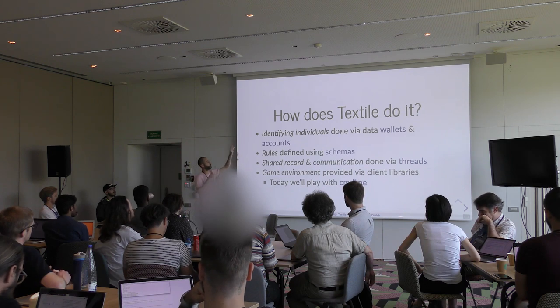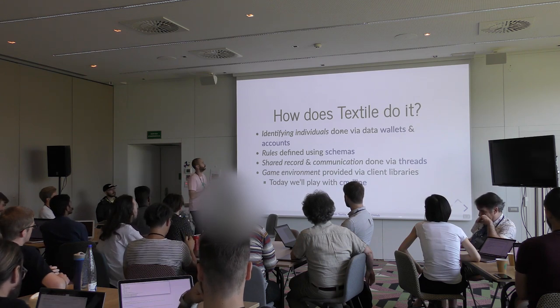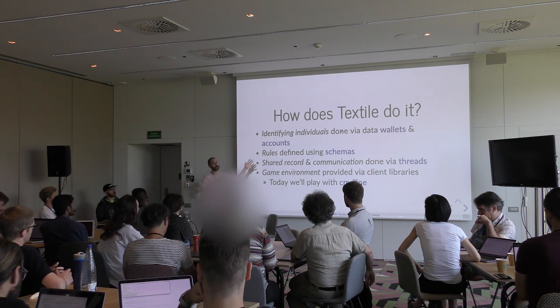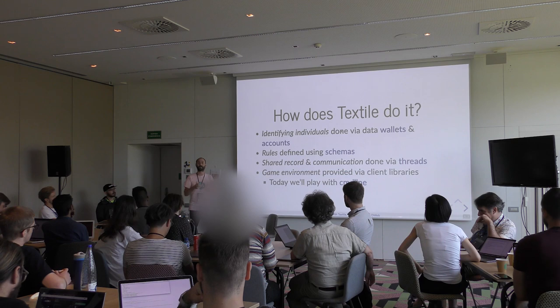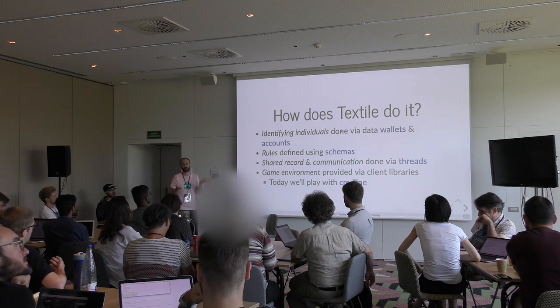So identifying individuals, we've got wallets and we've got accounts. And the accounts are kind of Web 2 style accounts. You've got an avatar and a display name and all the good stuff that you would expect. Rules are defined via schemas. Basically, rules control how data gets added to the database. So schemas work very similarly to the way you would think about database schemas more traditionally.